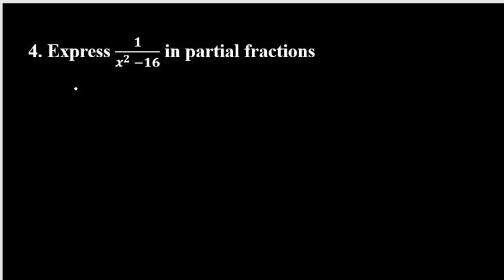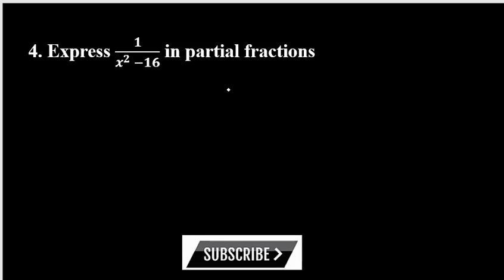For question 4, you are to express 1 over x squared minus 16 in partial fractions. Before you express this particular fraction into partial fractions, first you have to identify whether the fraction is proper or improper. As it stands, this fraction is a proper fraction. Why is it a proper fraction?